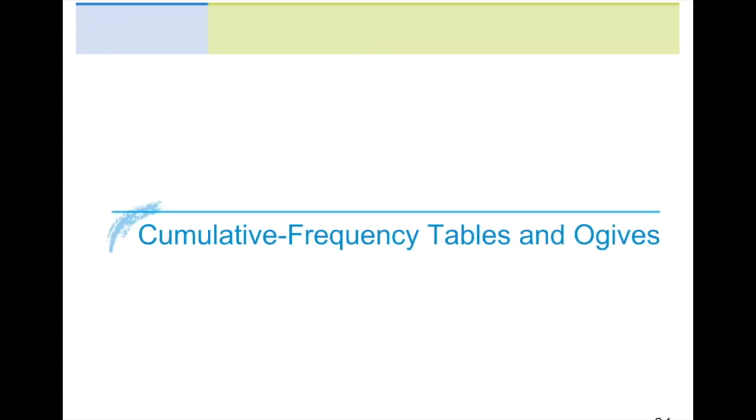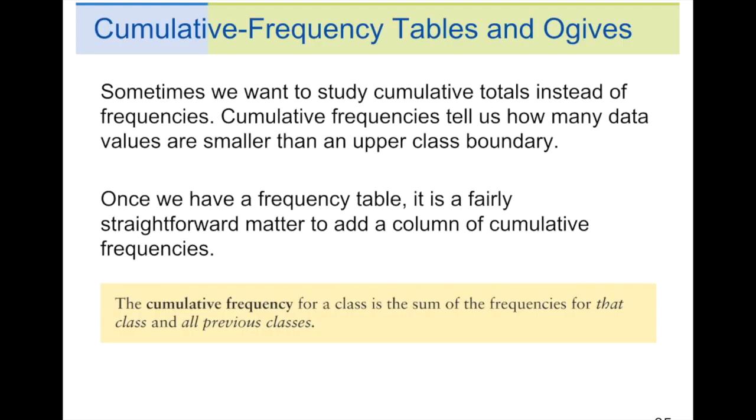Cumulative frequency tables and ogives. Sometimes we want to study cumulative totals instead of frequencies. Cumulative frequencies tell us how many data values are smaller than an upper class boundary. Once we have a frequency table, it is a fairly straightforward matter to add a column of cumulative frequencies. The cumulative frequency for a class is the sum of the frequencies for that class and all previous classes.